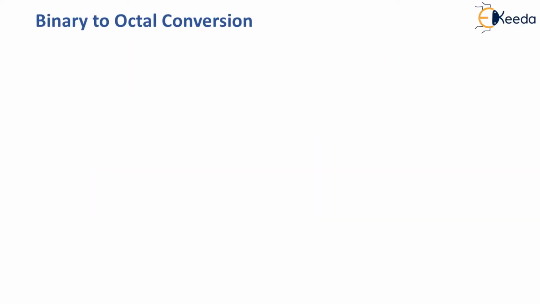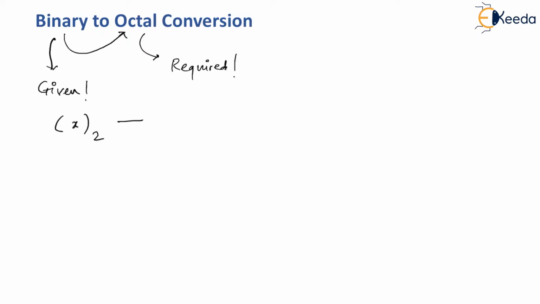So as the topic suggests, it is binary to octal conversion. Let us understand what is given and what is required. When they say it is binary to octal conversion, it means obviously a binary number is given and octal is required. So I can say that some number would be given, let us say x, having base equal to 2, and you have to convert it into its equivalent number, let us say y, having base 8. I'm sure you have understood this.